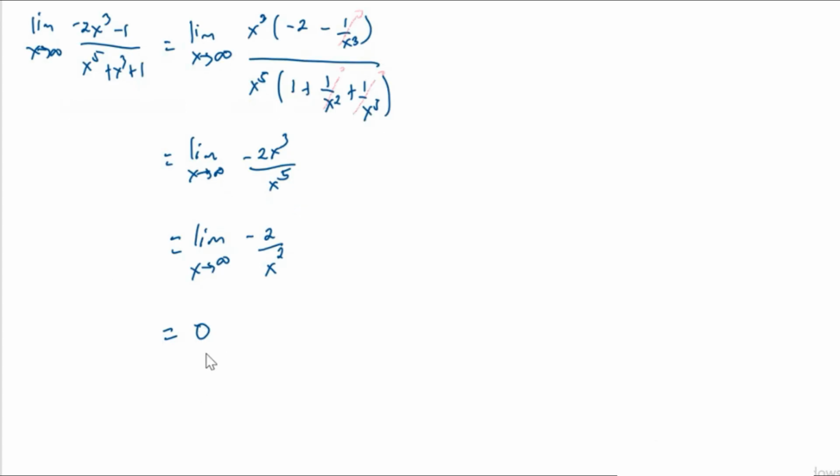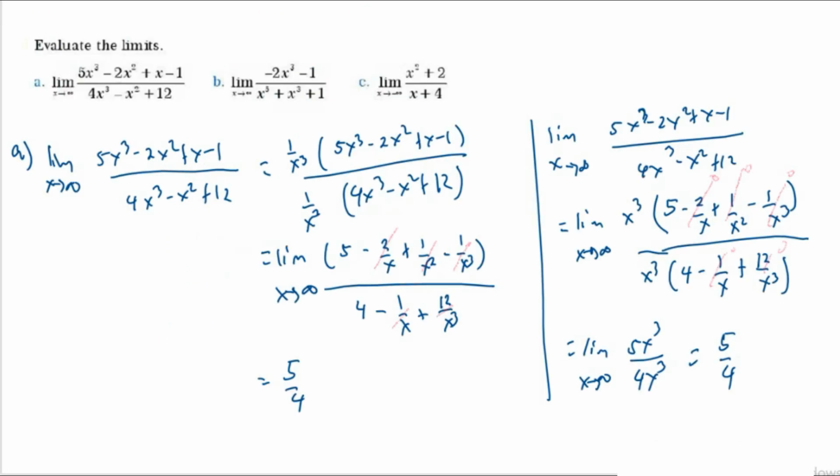Yes, because according to that rule, if the degree of the denominator is greater than the degree of the polynomial in the numerator, then the limit will be equal to 0. Okay, now for letter C, our example is the opposite of letter B, because the degree of the polynomial in the numerator is greater than the degree of the polynomial in the denominator.